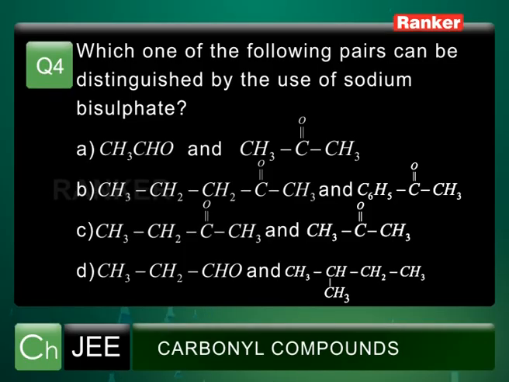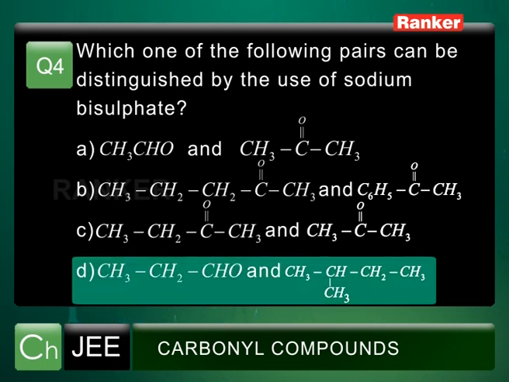So, here the options: A is acetaldehyde versus acetone, one aldehyde and one ketone, no. B is acetone versus acetophenone, both are ketones, no. C is a ketone versus another ketone, that is also not possible. D is an aldehyde versus an alkane. So, here it is possible, aldehydes give a white color precipitate, alkanes do not react. So, therefore, one can go for option D. Answer is D.